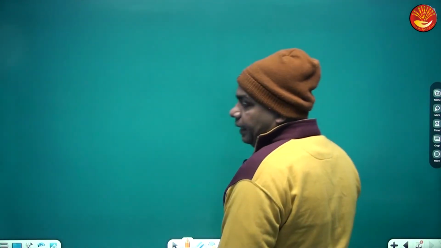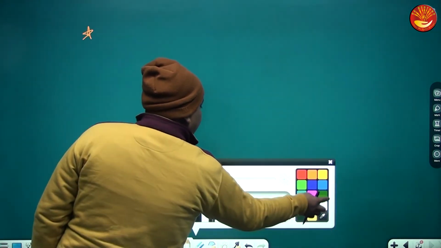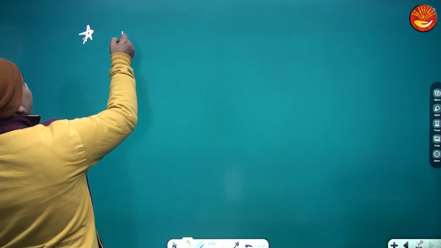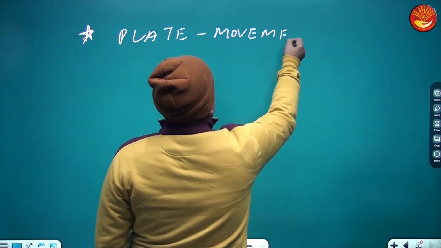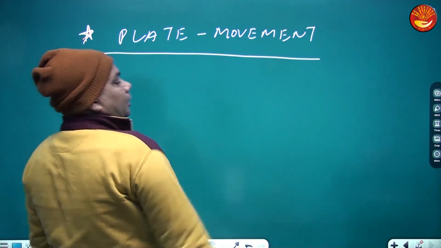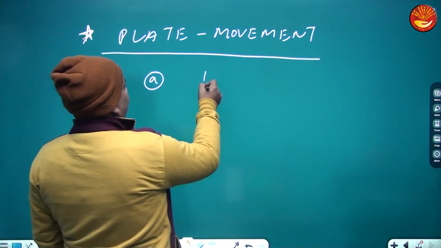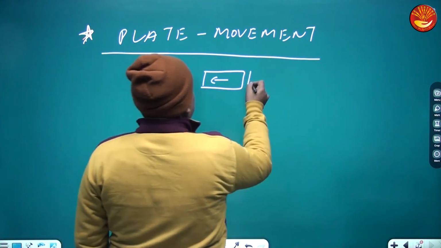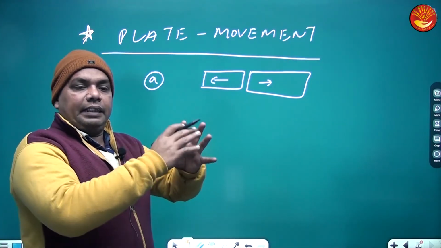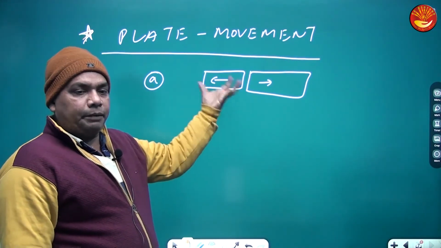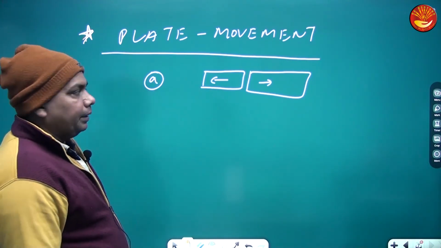Now, the next cause of an earthquake is plate movement. There are primarily three kinds of plate movement. The first one is when two plates move opposite to each other. In this condition, a certain displacement of the mass, of the rock, takes place. This displacement results in the sudden shaking of the earth's surface.